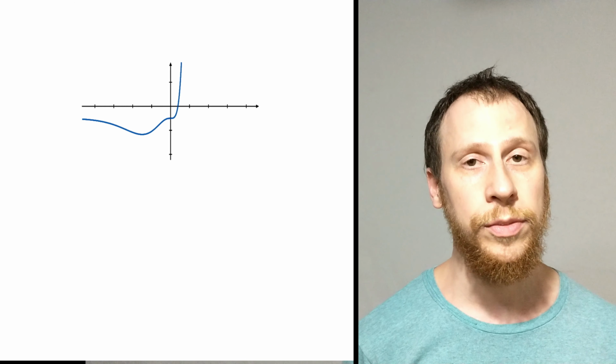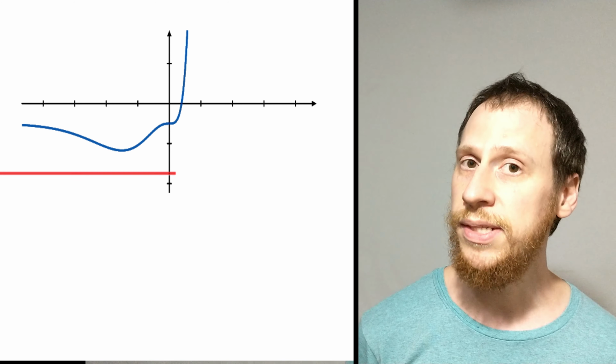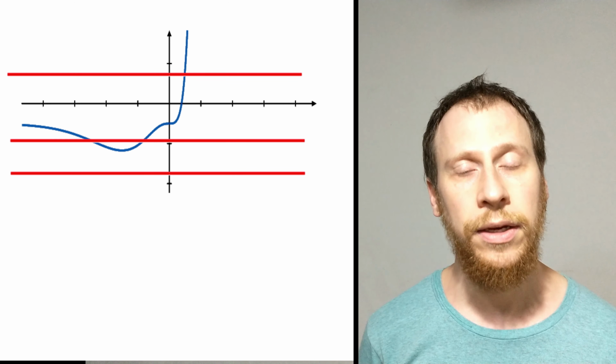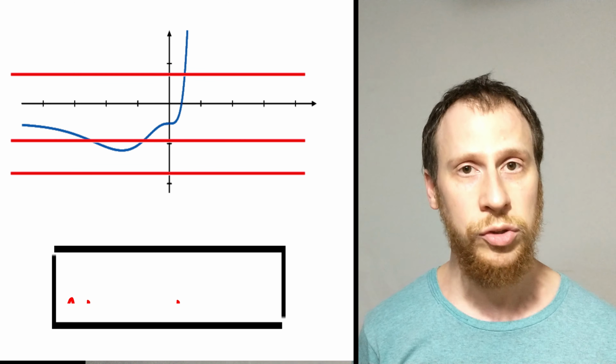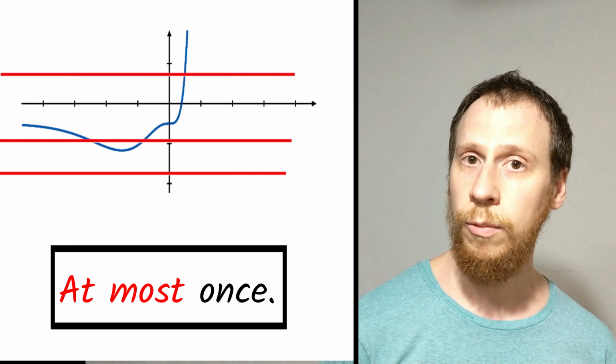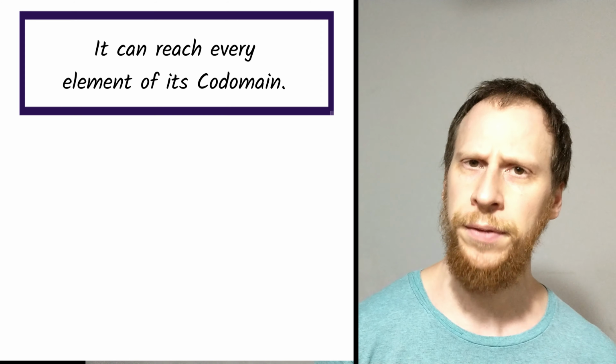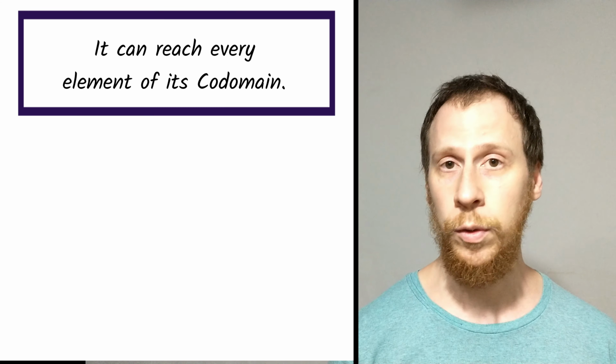Graphically, a function is going to be injective if every time we draw a horizontal line over the graph, that line crosses the graph at most once. It can cross it once or not cross it at all. To check if a function is a surjective function, well, it's a little bit harder. A function is going to be surjective if it can reach every element of its codomain.